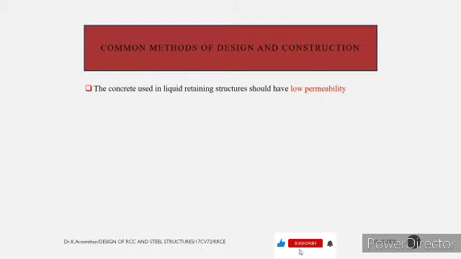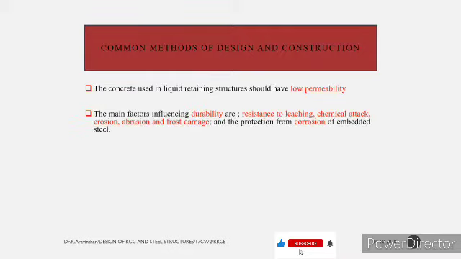The concrete used in a liquid retaining structure should have low permeability. This is an important point, called low permeability. Permeability is the ability to pass water inside the structure, and if required you can add fly ash into the mix design of concrete. It will produce a less permeable structure.